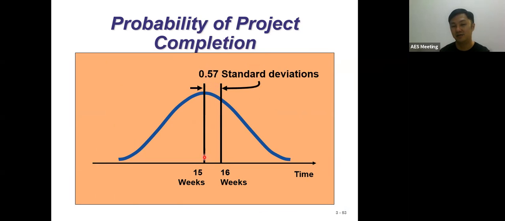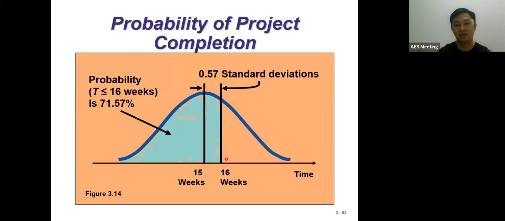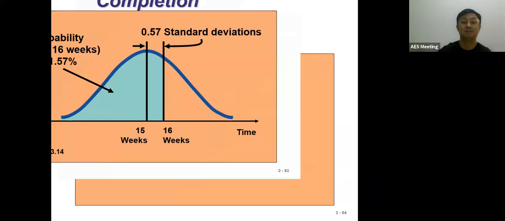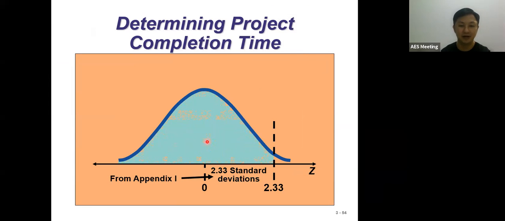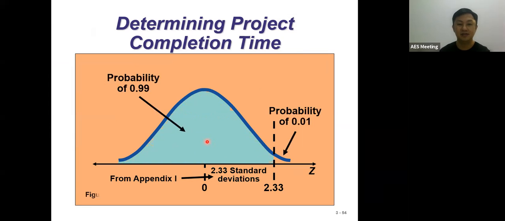From 15 weeks to 16 weeks here, if they are given 16 weeks, what is your probability? The probability given here says there is about 71.57% probability this can be completed. That is what is meant here. So this standard deviation here also gives you this probability.